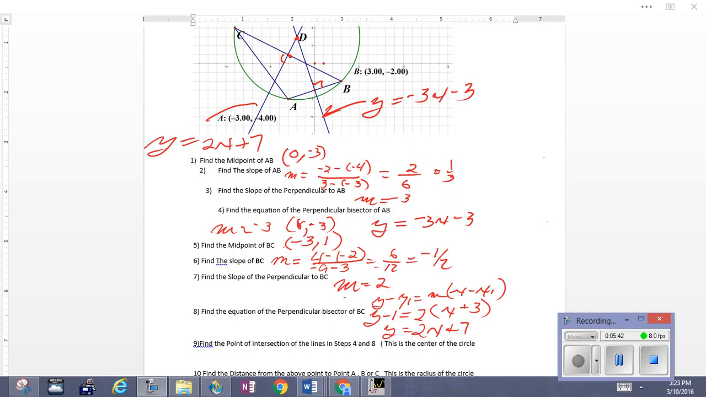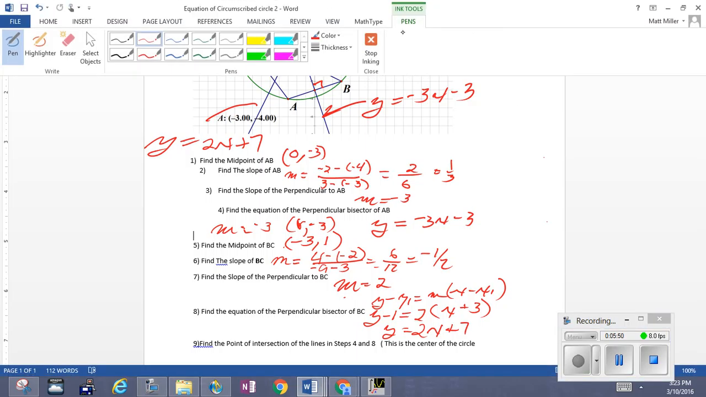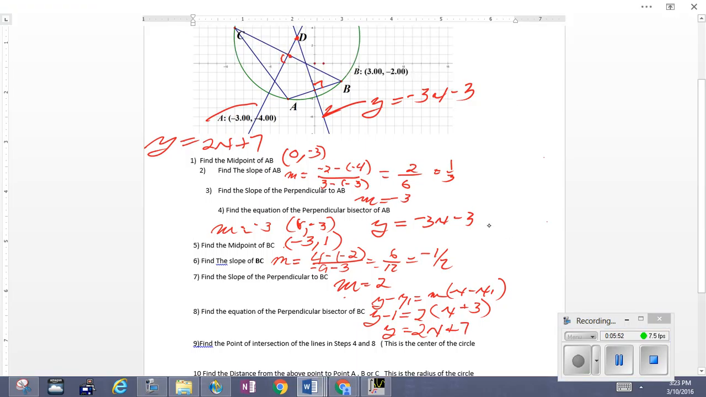Okay, the final step after that interruption is to find the intersection between my first perpendicular bisector, which is right here, negative 3x minus 3, and the second one, which is 2x plus 7. The easiest way to find that point of intersection is simply to set them equal to each other, which says 2x plus 7 is equal to negative 3x minus 3.